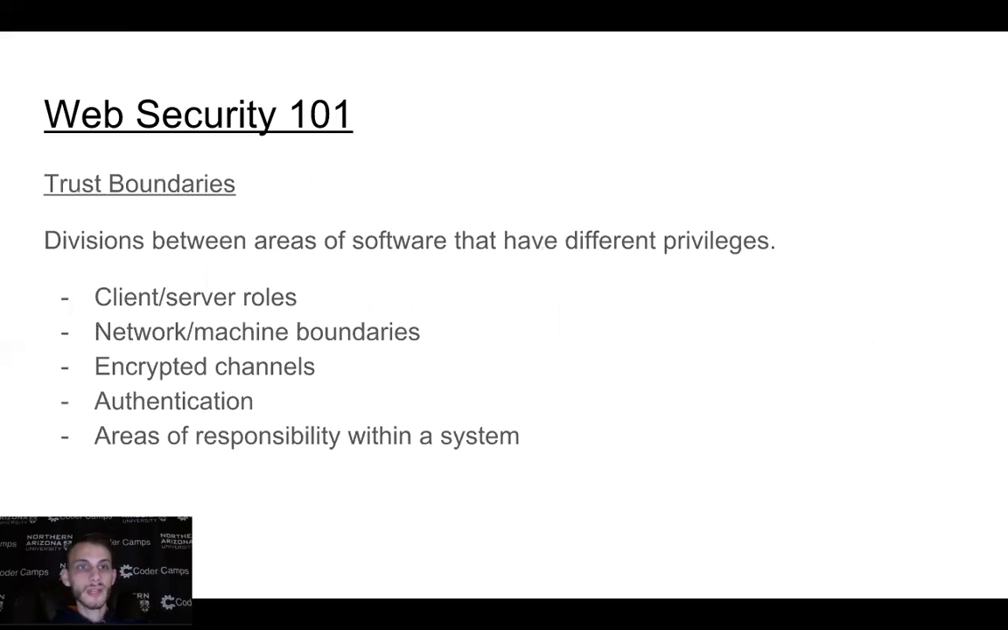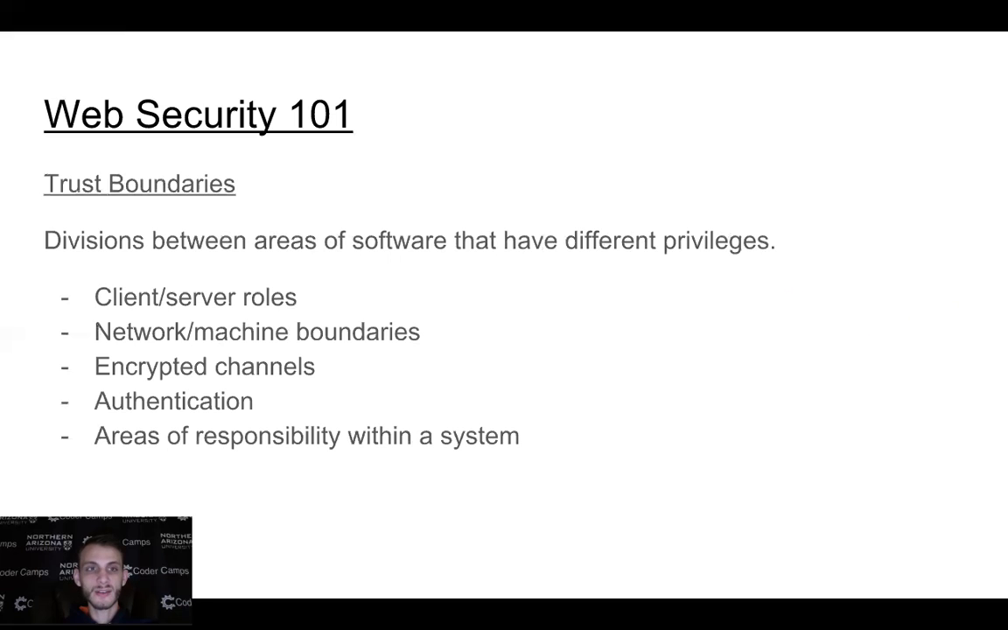Okay, so next let's talk about trust boundaries. Trust boundaries are divisions between areas of software that have different privileges. These vary project to project, but you may have trust boundaries in regards to client server roles, network machine boundaries, encrypted channels, authentication. The list really goes on. So let's go ahead and talk about some of the more common ones and how they play a role in our security.